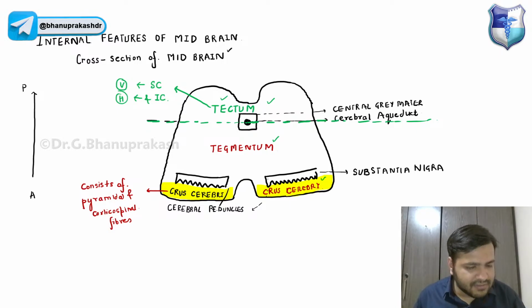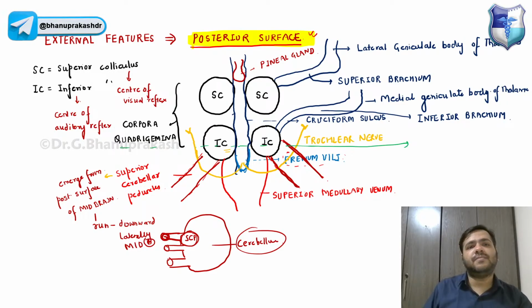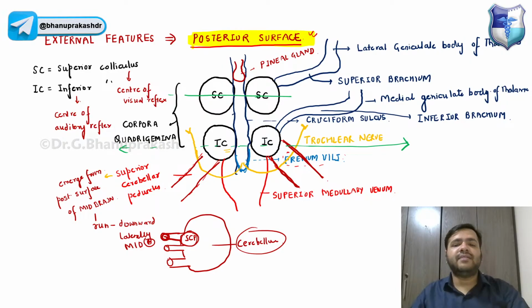So that is how we are going to approach the cross section of the midbrain right now. Now I will be taking the cross section of the midbrain at the inferior colliculus. Then I will be taking it at the superior colliculus. So I will be drawing two diagrams for the internal structure, one from the inferior colliculus level and one from above, the superior colliculus level, right?